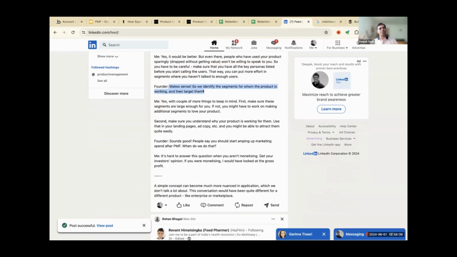And then it comes to the end where it says, okay, so let's say we have identified the segment for whom the product is working. We will target them and it will improve our retention for sure, right? So that improves our PMF, right?